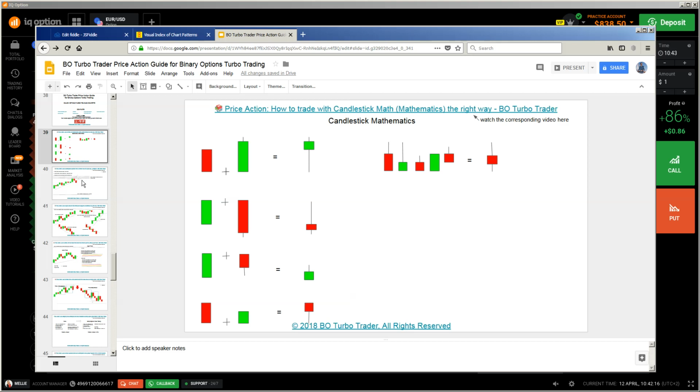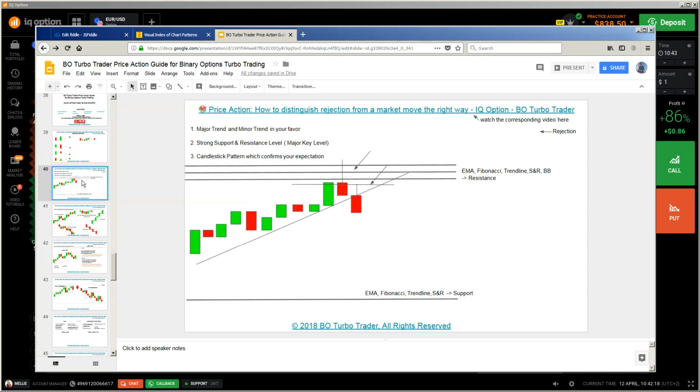Then watch this video about the rejection. Understand what a rejection is, how a rejection looks like. Yes, that is this one, and how a trading setup is made. A trading setup is made of trend, key level, candlestick pattern, and rejection. Those four things you need together to get a good trading setup, to get a good trade. Yes, so that is the important stuff.